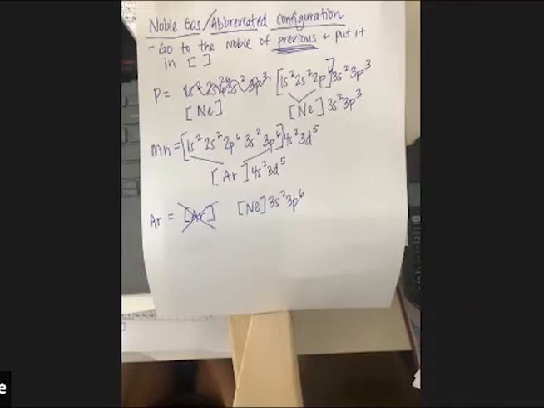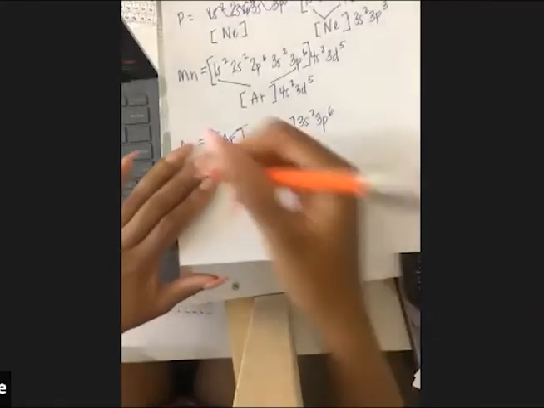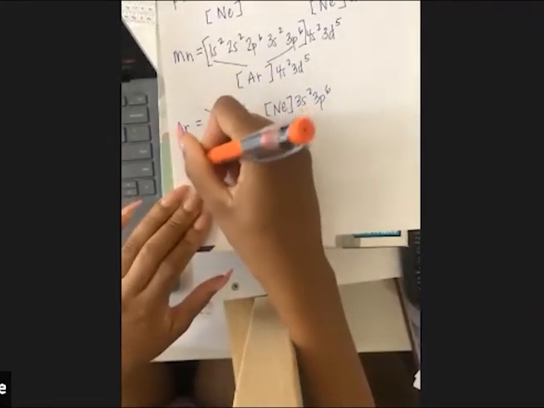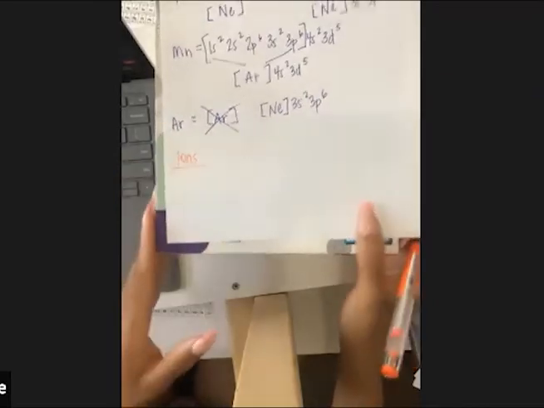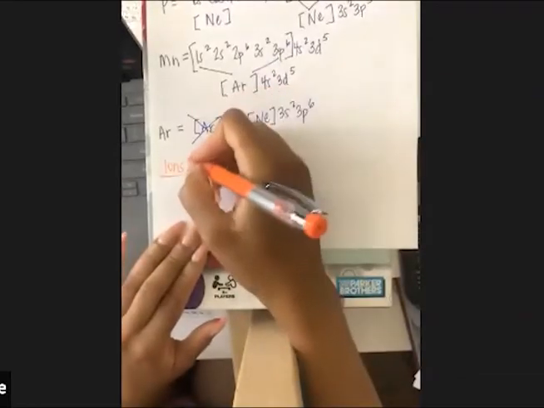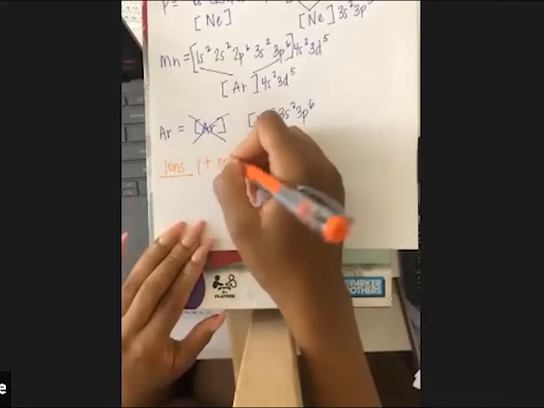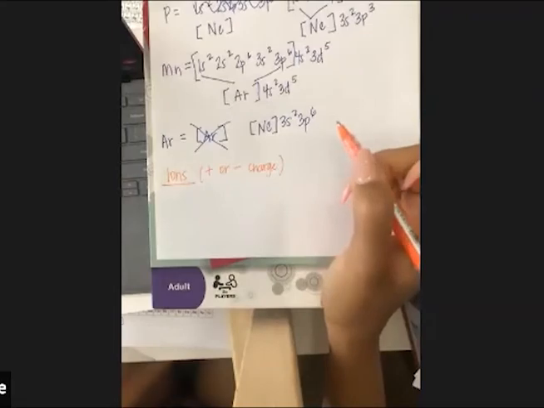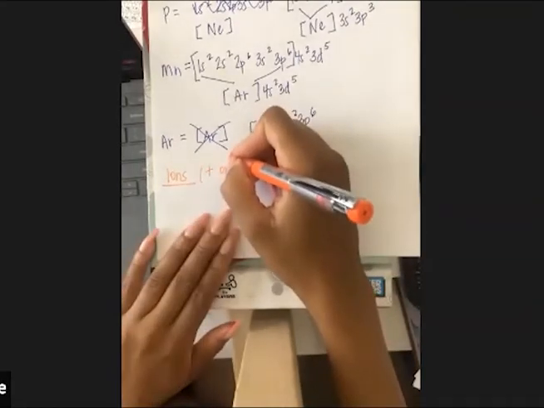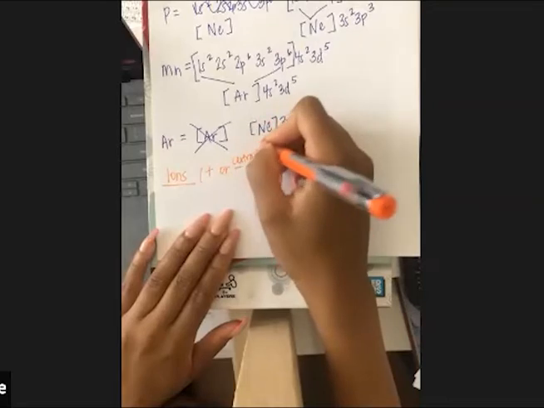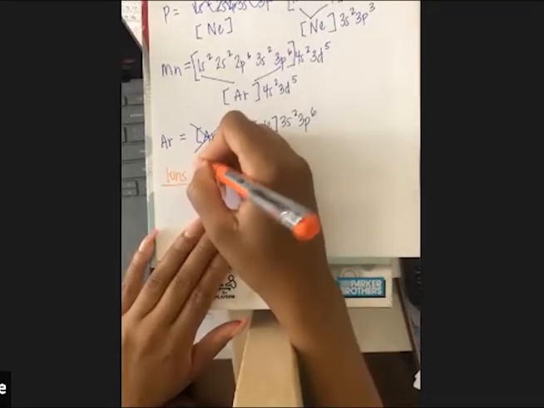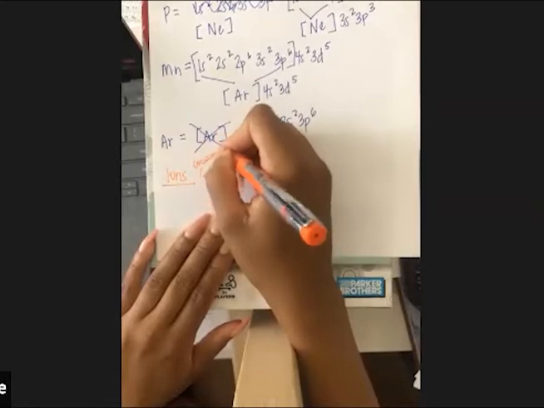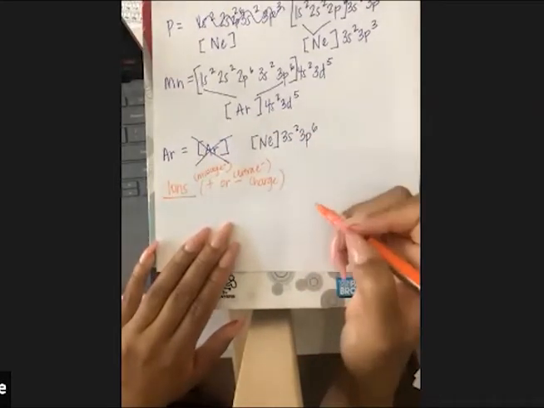All right, so this brings us to ions, guys. So remember, we can write electron configurations for ions as well. When we have an ion, remember, we have a positive or negative charge. Ions have a positive or negative charge. Remember, negative means extra electrons. Positive means missing electrons. That e minus stands for electrons.